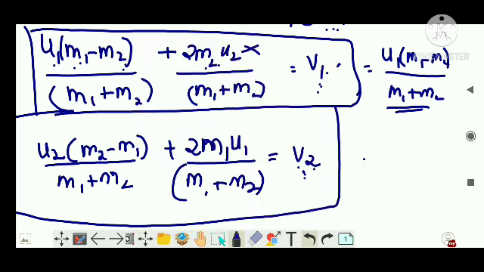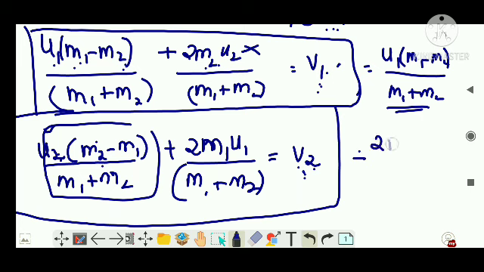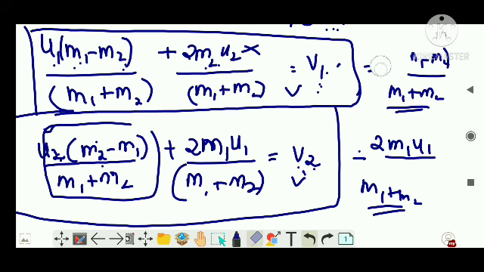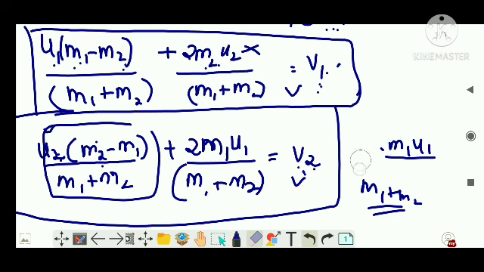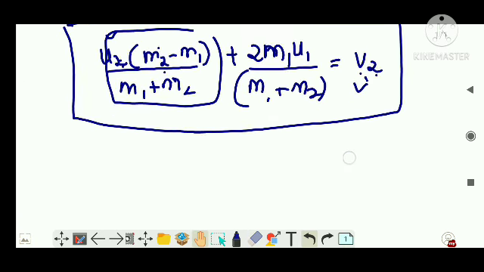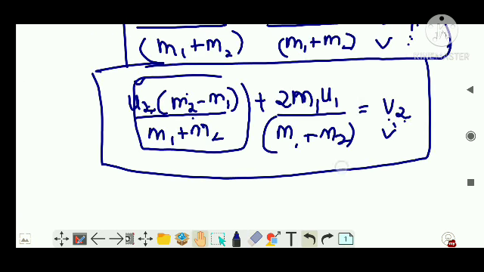Similarly, in the case of V2, the term M2 U2 goes off, this entire term goes off, and there is only this part, that is V2 will be equal to 2M1 U1 by M1 plus M2. So you get the equation which you derived during the class hours also. The actual equation is this one, in which you are substituting the initial velocity of the second mass. If it had been 0, then you get the equation like this. Not a big deal. So better to learn this equation by heart.